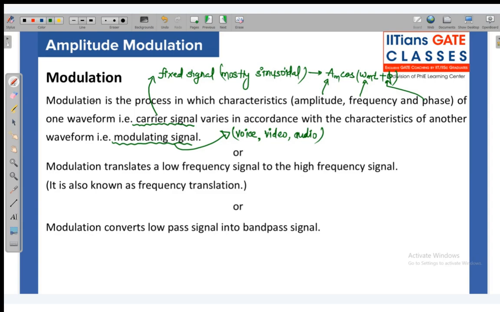One signal will have fixed characteristics, which is known as the carrier, and another will be a message signal, which can be variable, because the message signal can be your text message, your voice message, your video signal, your audio signal. So the message signal will keep on changing, but the carrier signal will not change. Now, the second thing: what is the need of this carrier?